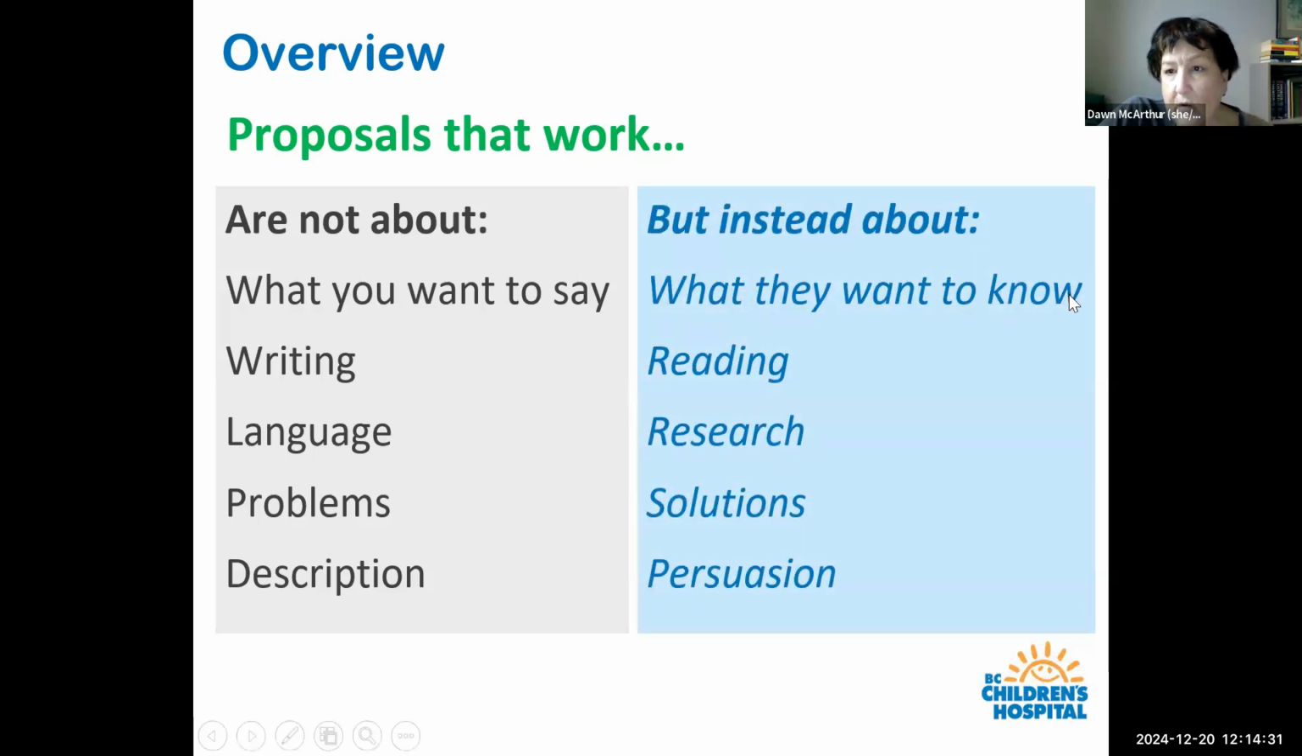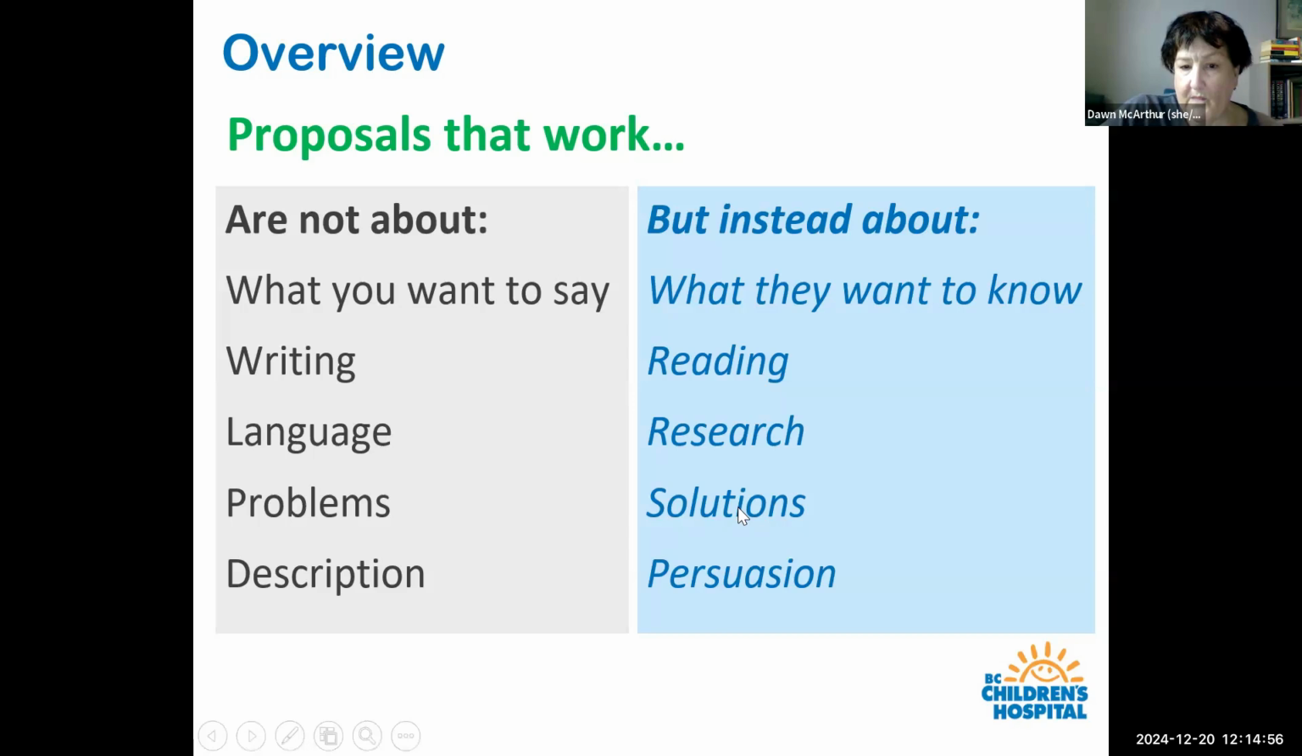What do they need to know? What are the review criteria? What is your reviewer looking for? It's about a reader, not a writer. You are the writer if you're writing a text grant, but the reader is making a decision. And those are different parts of our brain. They're not about language, they're about research. So language can get in the way of research, but research is what's being evaluated.